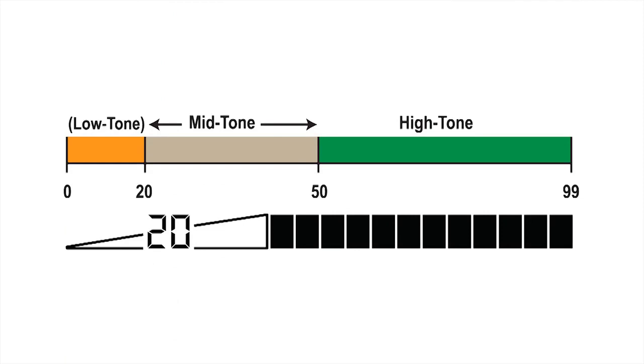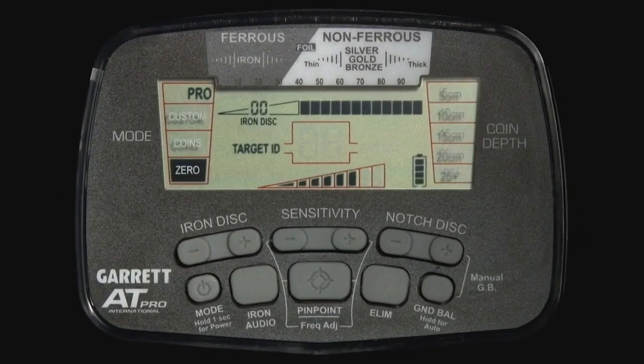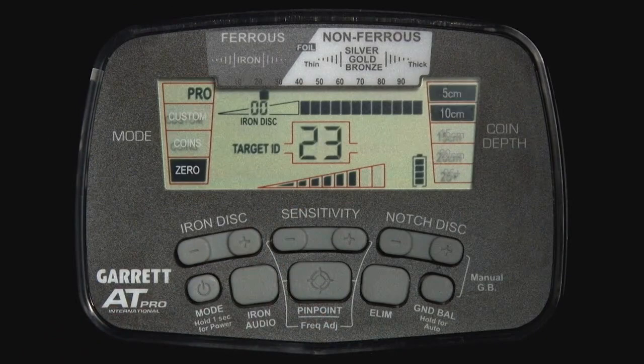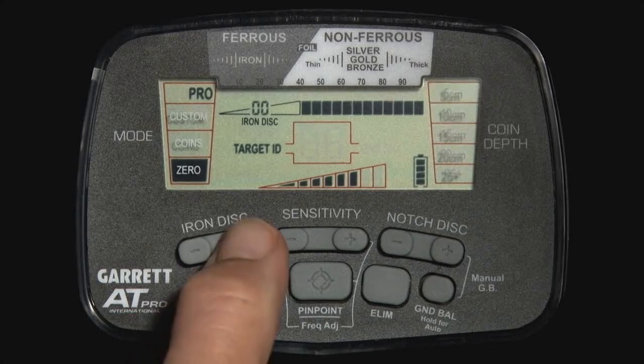Iron audio allows you to adjust the range of your midtone. The midtone now starts at your point of discrimination, which is 20 in this case. With iron audio in use, the low tone for iron is heard for targets at ID below your discrimination point. To make sense of this, let's demonstrate with this iron nail. It reads as high as 25, so I run my high-res iron discrim setting up to 26 to lose this target.